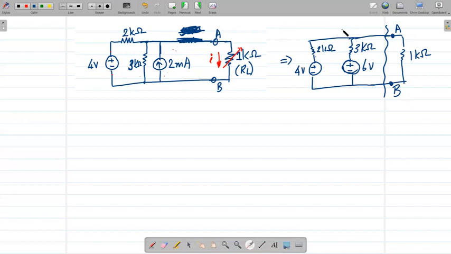If I want to find the voltage VAB, or the current flowing through the 1 kilo ohm resistor, which also requires me to have VAB, then I could still use the Thevenin theorem. If I were to use Thevenin theorem, then I would first short the voltage sources. So 4 and 6 volts are gone, and I'm left with 2 and 3 kilo ohms in parallel. That's 2 times 3 is 6, divided by 2 plus 3. So 6 by 5 kilo ohms is the R Thevenin.